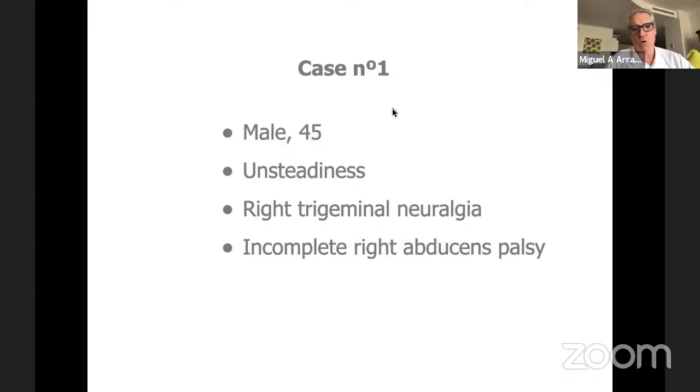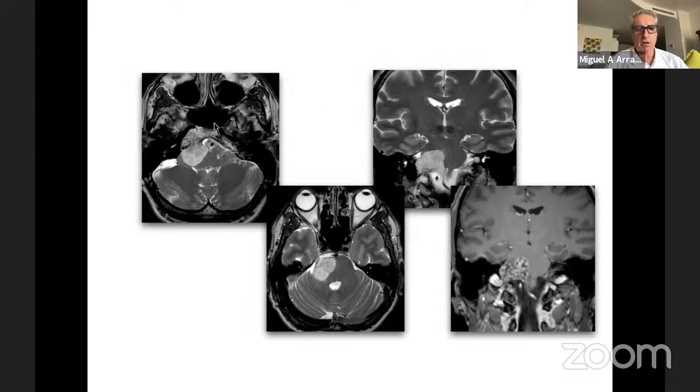This is a 45-year-old patient with progressive clinical symptoms related to unsteadiness, right trigeminal neuralgia, and incomplete right abducens palsy. This is the MRI. You can see the lesion that is occupying the petrous apex. You can see where the dura mater has been broken and violated and how the lesion is getting inside the petroclival region. You can also see some sort of displacement of the right petrous carotid segment of the carotid artery.